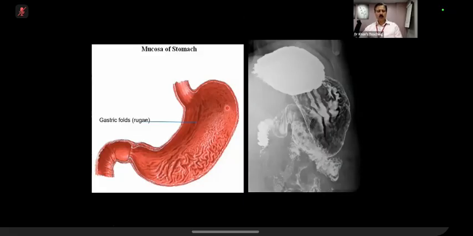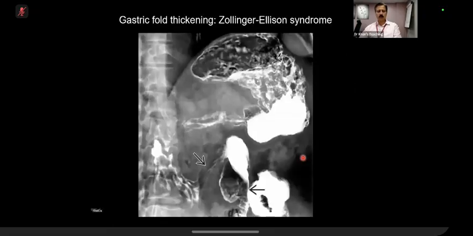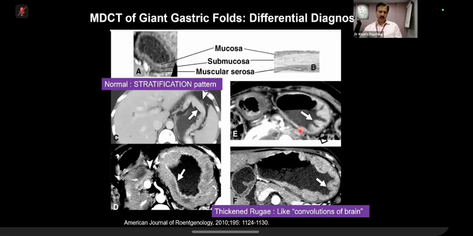We know that these are basically mucosal folds, and submucosa is part of it, which are oriented parallel to the long axis of the stomach, and they present best on barium like this. So these are the rugal folds. This case is from literature of thickened rugal folds. But having said that, thickening of the rugal folds can also be seen on a CT scan.